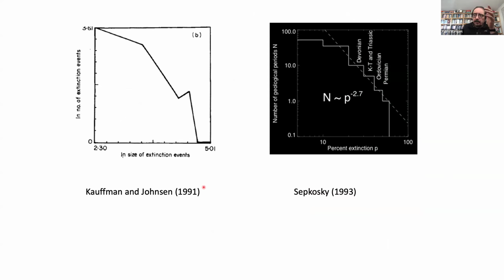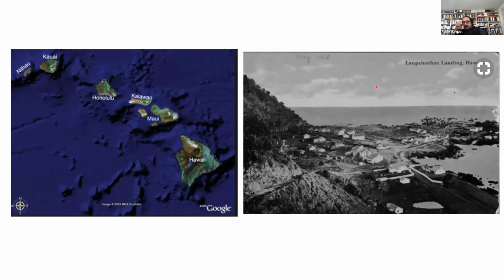In the beginning, Kauffman was trying to apply this to the fossil record, and he did this model where he showed that you can claim that the number of extinction events and their size follow an approximately power law distribution. And Sepkoski also makes some inferences. But back in the 90s, we realized that there was a particular system that might fit very well with the theoretical expectations.